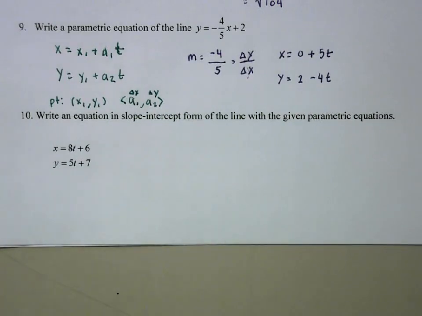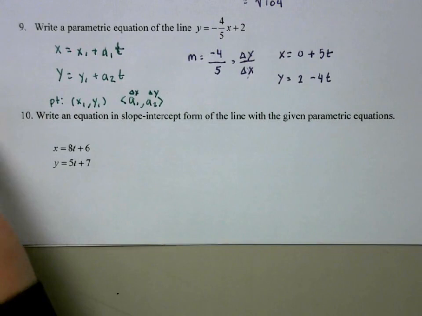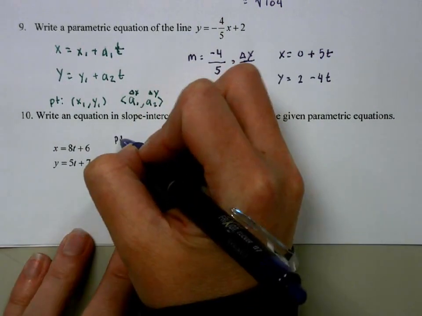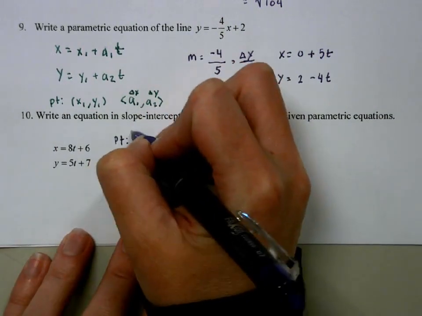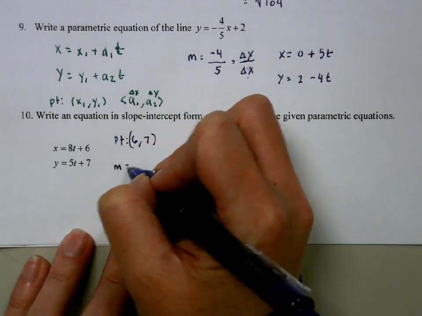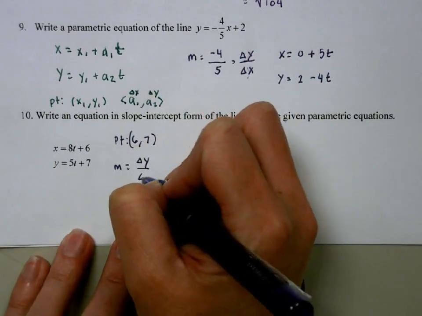Okay, so I know my point on this line is (6, 7). The slope is going to be delta y over delta x. Let's not make that mistake again. So my change in y is 5. My change in x is 8.